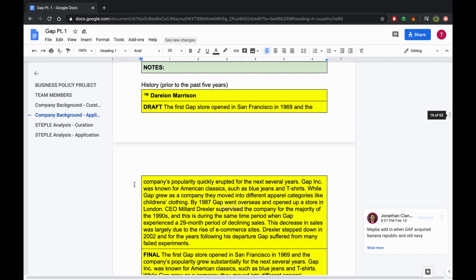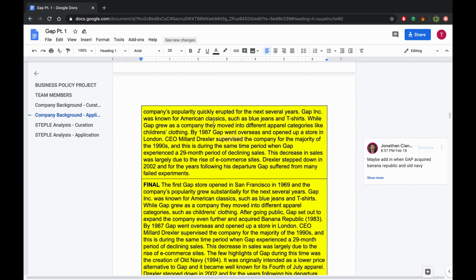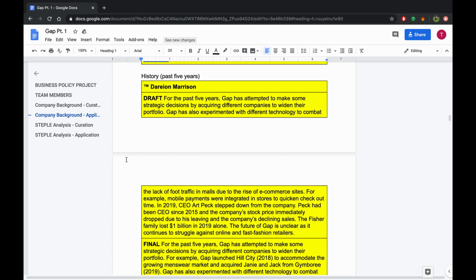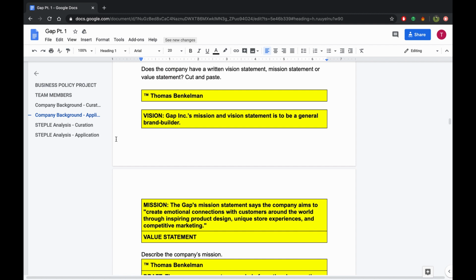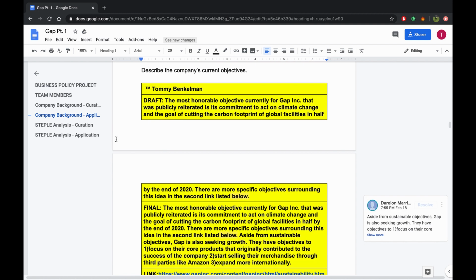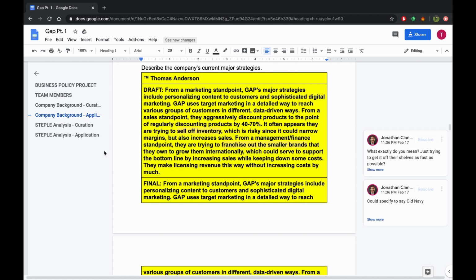In doing this, we found company history, such as where Gap opened, expansion overseas, and major CEO changes. We found their history in the last 5 years. We went to Gap's website and found their stated vision and mission, company's current objectives, and their current major strategies.